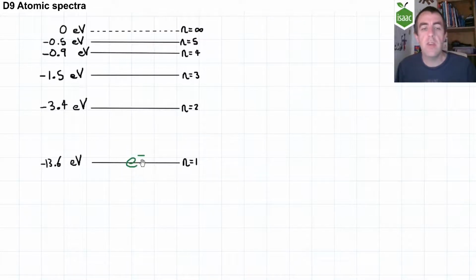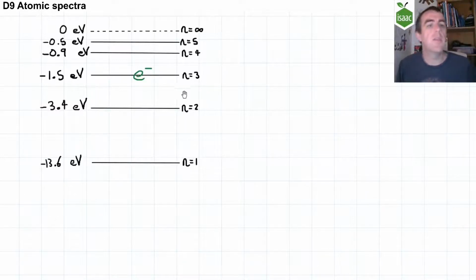If the electron were given any energy less than 13.6 electron volts, then it would not be beyond this dotted line. The electron would still be bound to the atom. It would have less than 0 kinetic energy. It would not be free. So we call the ionization energy of this atom 13.6 electron volts.